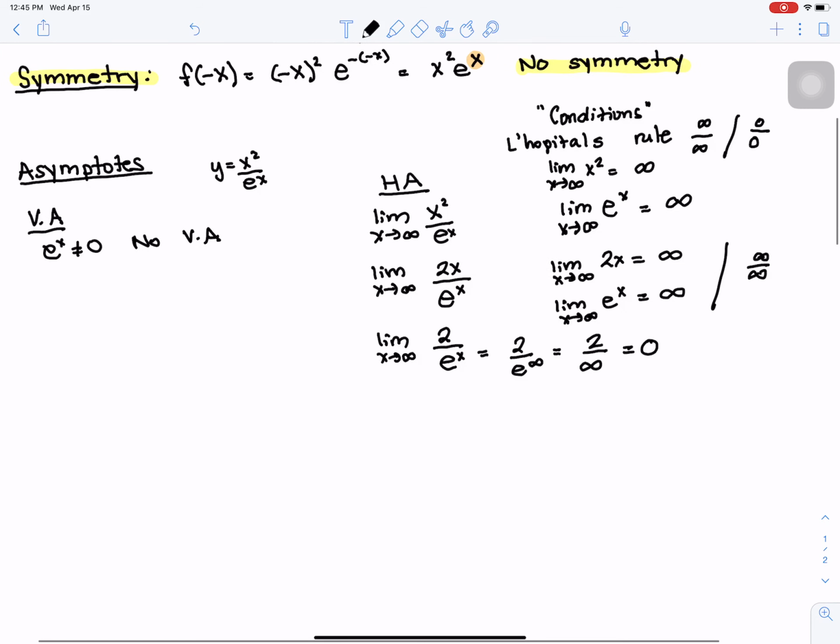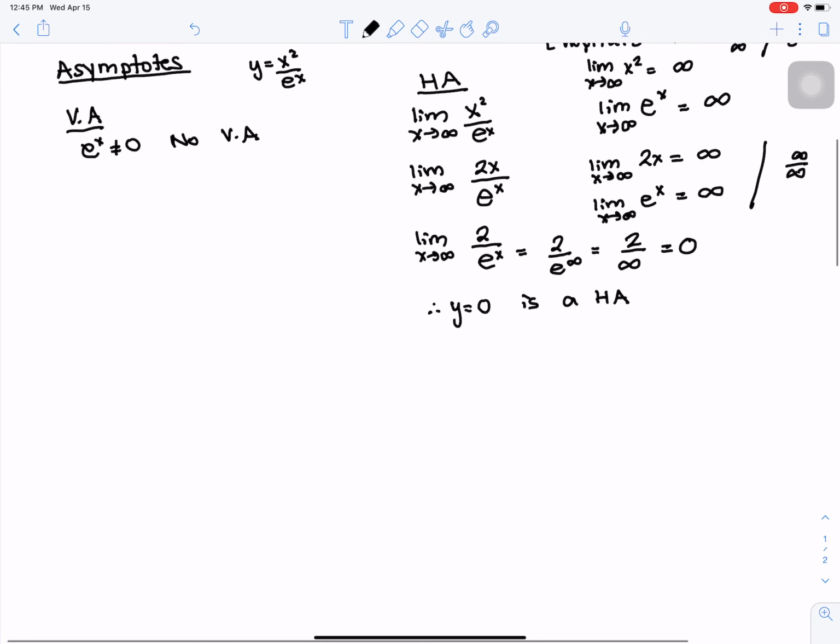So that means, therefore, y equals 0 is a horizontal asymptote. Now we also want to do the limit as x approaches minus infinity. So limit as x approaches minus infinity of my function. Now I'm going to leave it in this form.